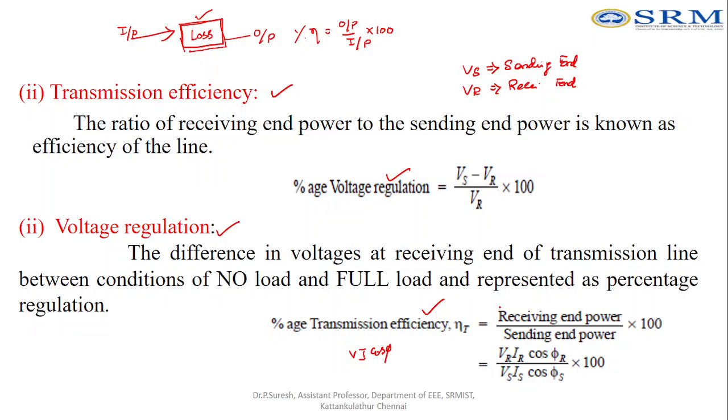But in order to find the power at the receiving end, we use the subscript R: Vr, Ir, cos phi r. Vr is the receiving end voltage, Ir is the receiving end current, and cos phi r is the power factor. Similarly, input power is the sending end power, calculated using Vs, Is, cos phi s. Using these formulas, we can calculate transmission efficiency and voltage regulation. So this is the reason why we are calculating R, L and C values.